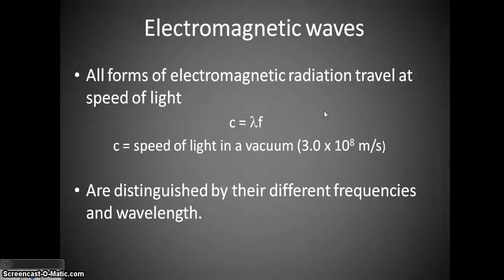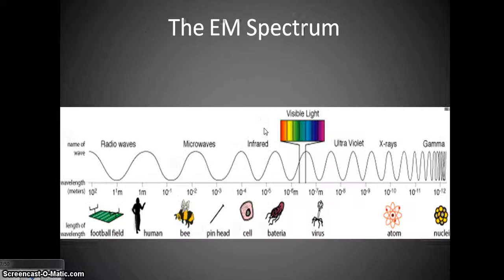Now, the way that we distinguish the 7 types of electromagnetic waves are based on their frequencies and wavelengths. So they're all traveling at the same speed, they're all electromagnetic waves, but some of them have a much higher frequency, therefore a much lower wavelength, or vice versa. Those waves that have a very large wavelength have a low frequency.